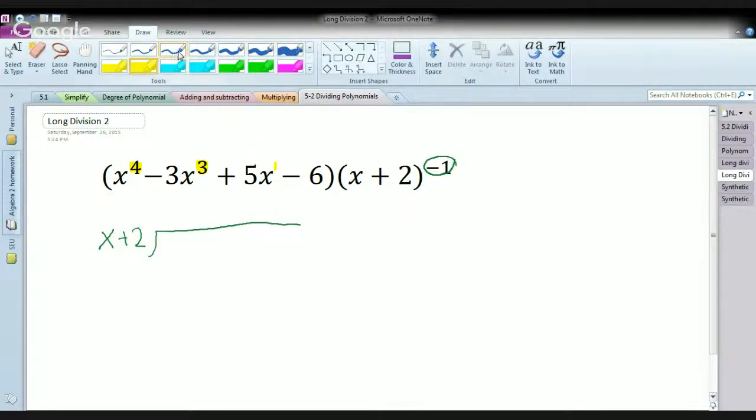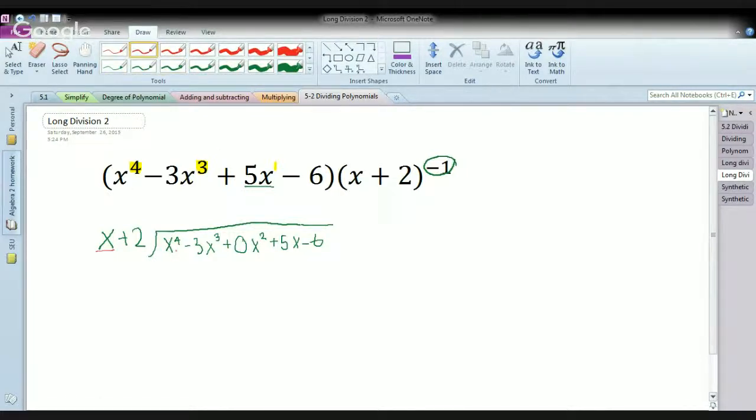So when I write my problem, I'm going to put a 0 for x squared. So here's my x to the 4th minus 3x to the 3rd plus 0x to the 2nd power, because it has to be in descending order, and then I can keep going. So plus 5x minus 6. Okay. We're going to start the process just like we did with our last one.